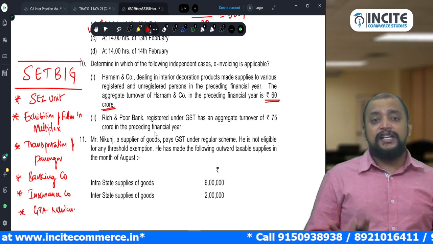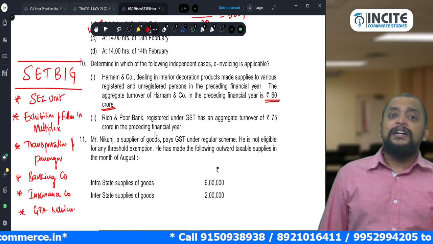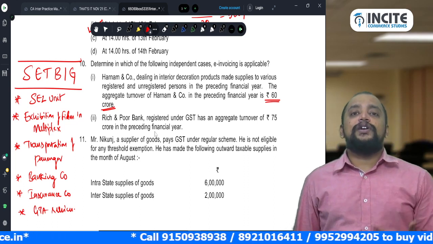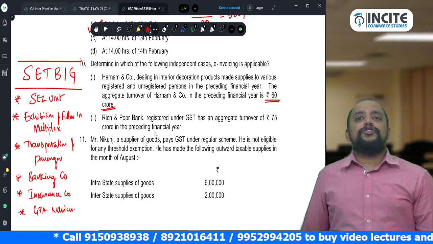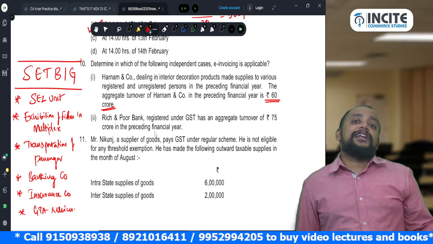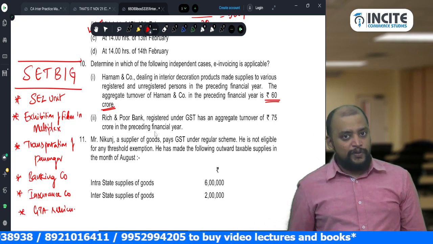Actually here they did not ask that question whether dynamic QR code is required. Suppose if they ask, you write: in the first case, dynamic QR code is not required in case of B2C supplies because the aggregate turnover during any of the preceding financial years does not exceed 500 crores. Only when it exceeds 500 crores, dynamic QR code is required. Okay.